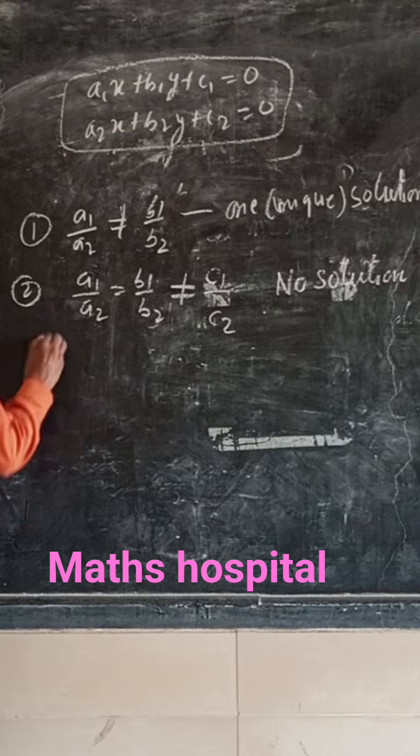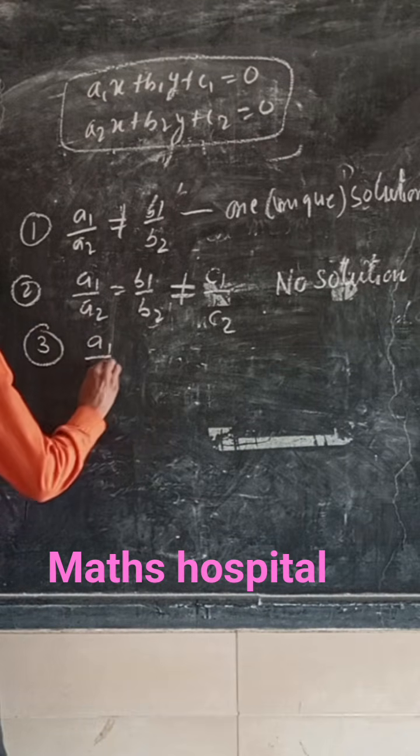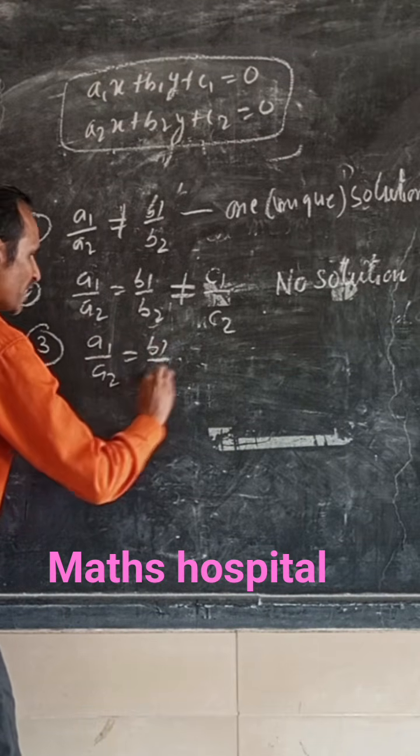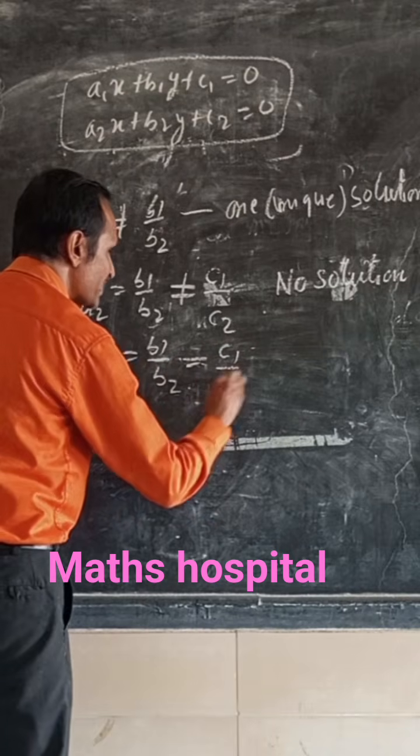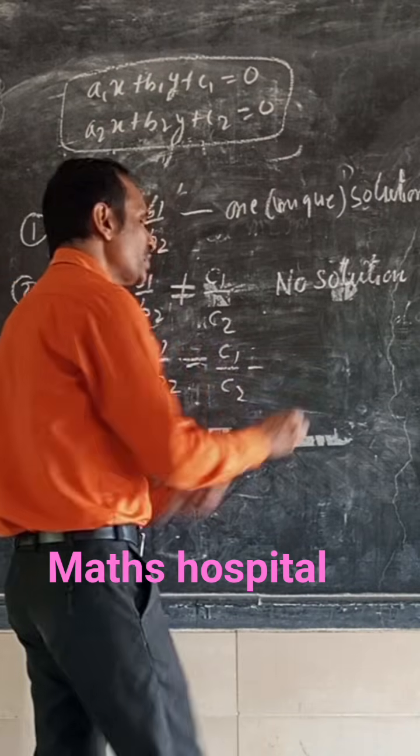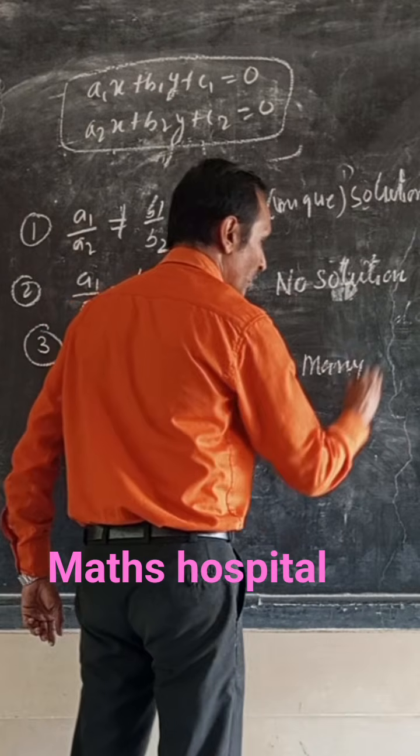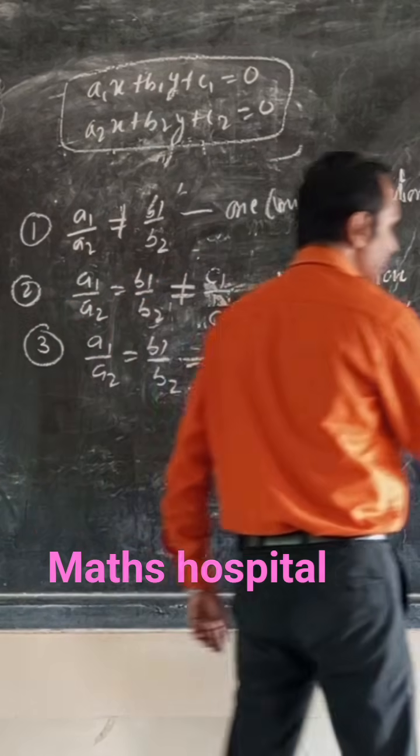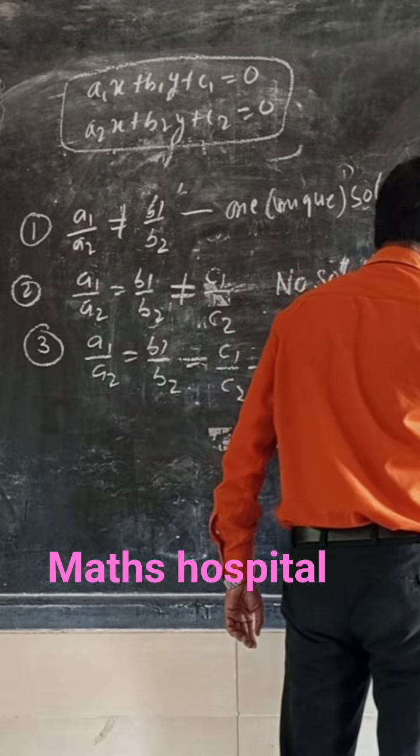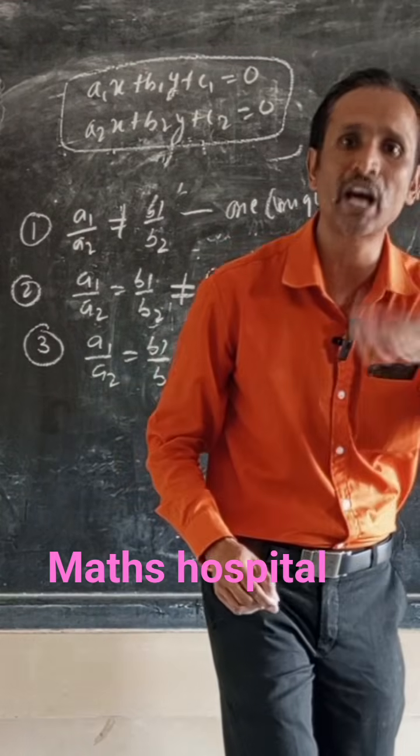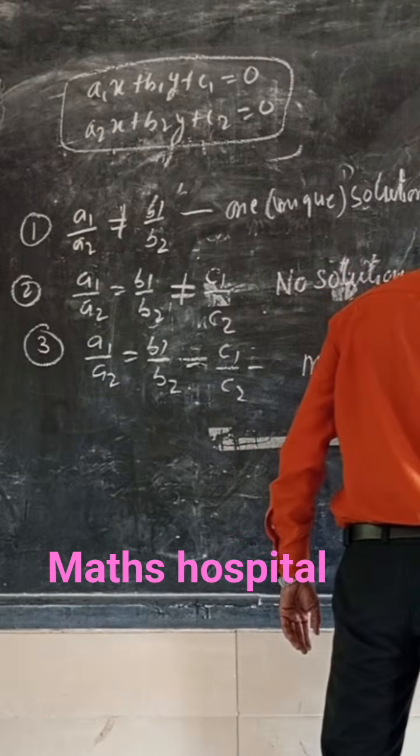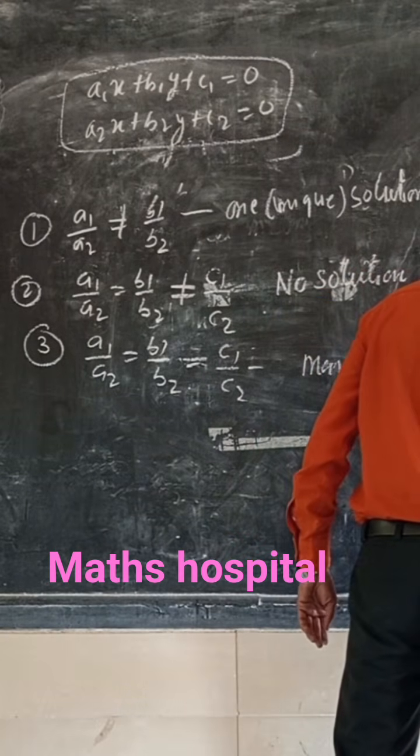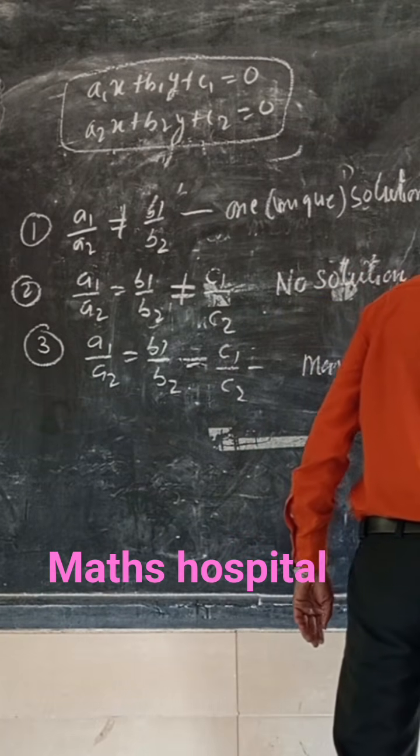If the third case comes, A1 by A2 is equal to B1 by B2 is equal to C1 by C2, then many solutions will come for that one. Many solutions, and the lines will be coincident lines. Coincident means one line upon another one. So the lines will be like this: one line on top of another line.